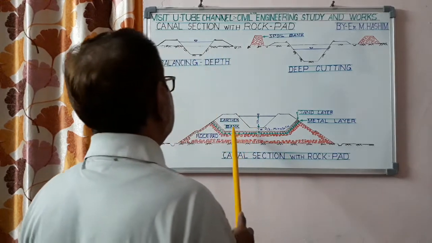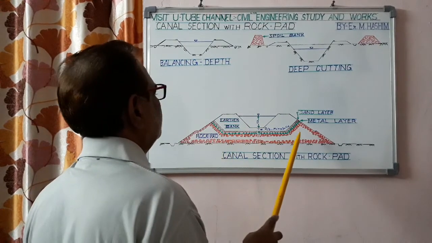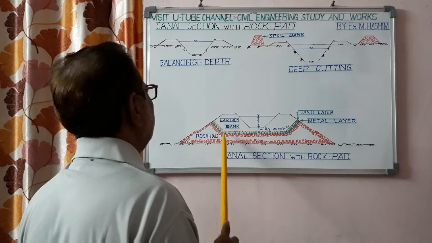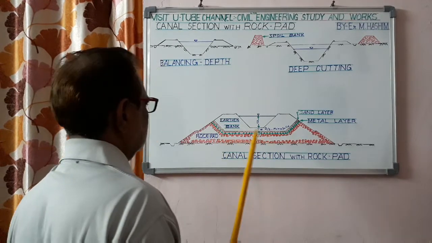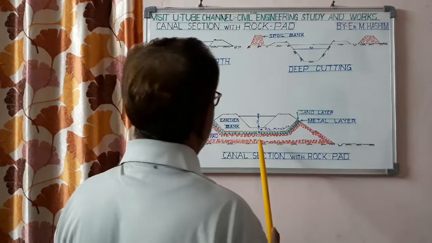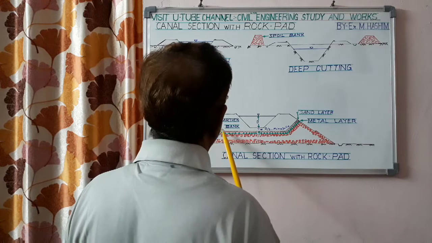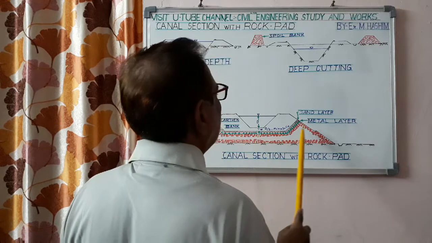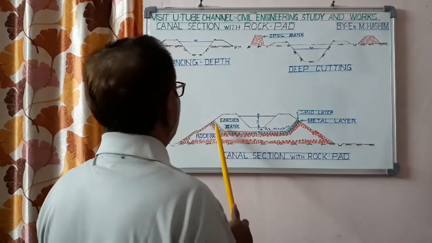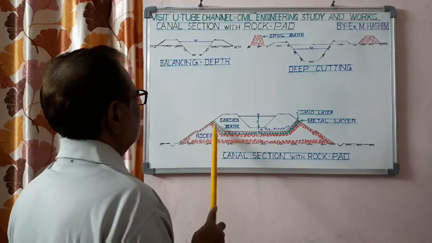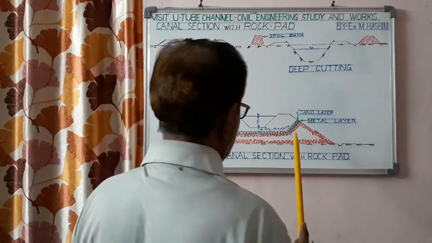But the earthen embankment can't be constructed directly on the rock pad. In between the rock pad and earthen embankment, a filter layer is provided. So over the rock pad, about 30 centimeter to 45 centimeter gravel layer, metal layer, is placed, and over this a 30 centimeter layer of sand is placed.